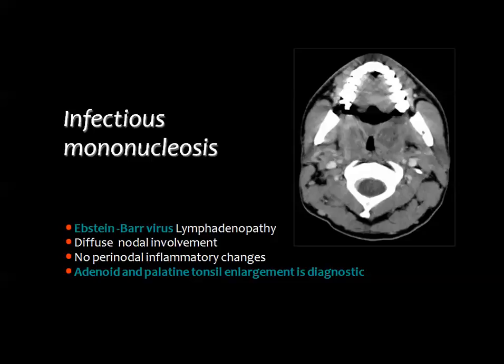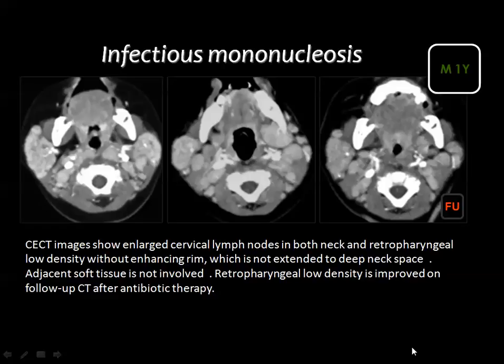In this type of inflammatory nodal disease, you do not see perinodal inflammatory changes. And this is an example of infectious mononucleosis with some enlargement of the lymph nodes around the submandibular area and upper deep cervical region. And the nodes are classically homogeneously enhanced with no areas of breakdown.